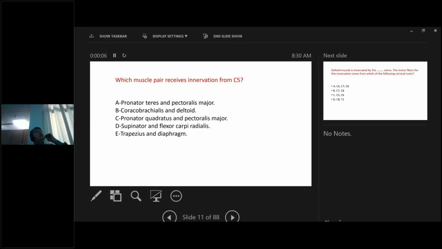Okay. So, Rasha? Yes, doctor. Rasha, can you hear me? Yes, I can hear you. Can you answer this question? Can you read it loud and answer it? Which muscle pair receives innervation from C5?